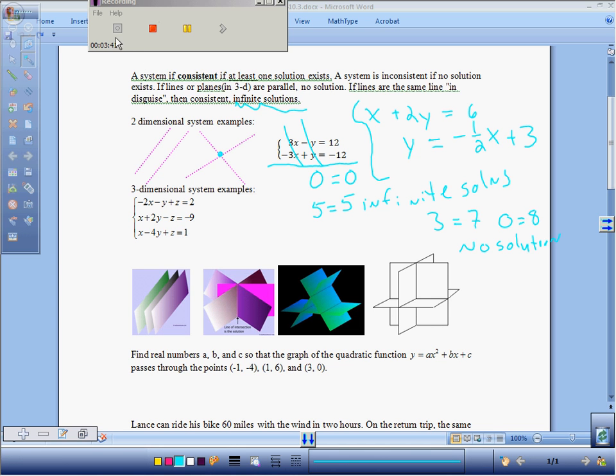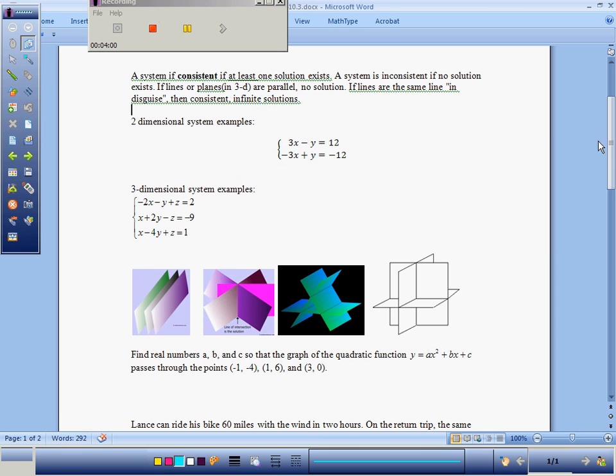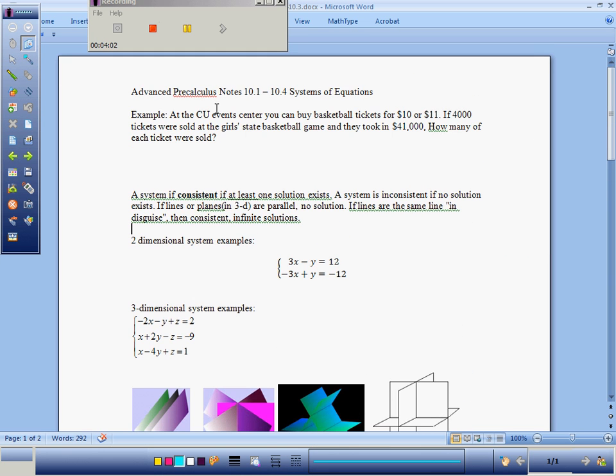Oh, I forgot to do my favorite problem that I made up. So let's go back and look at that favorite problem, because here's a problem that actually has a solution. At the CU Event Center, look, I made this one. You can buy basketball tickets for $10 or $11.